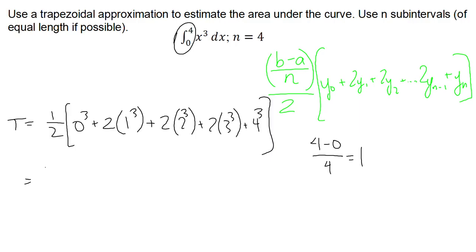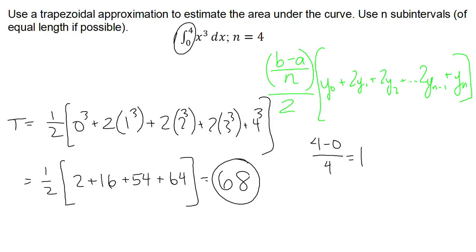And so we just end up with 1/2. Well, 0 cubed is 0. 2 times 1 cubed is 2. 2 times 2 cubed, 2 cubed is 8, so that'd be 16 when you multiply by 2. 3 cubed is 27, right, so when you multiply 27 by 2, you get 54. And 4 cubed is 64. Add those all together and divide by 2, and you end up getting 68.